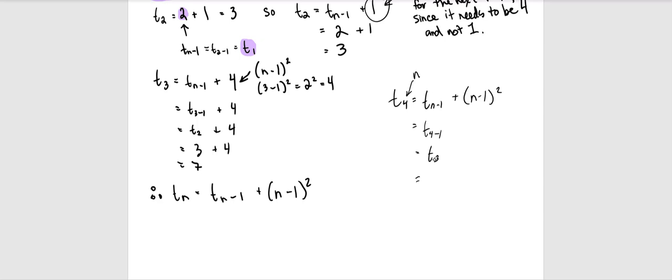So for T3, we're going to get 7. Let's see if this works. This is going to be not 3, but our n here is 4. And what's 4 minus 1? 3. That's 3 squared, which is 9. Great, and 7 plus 9 is 16. Awesome, that works. Let me know if you have any questions.